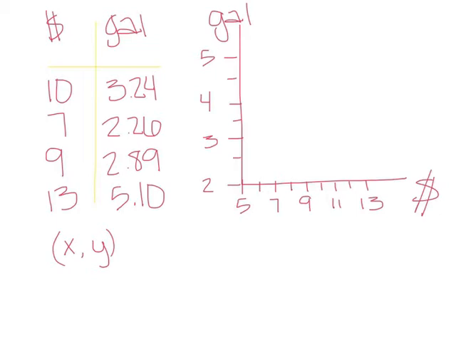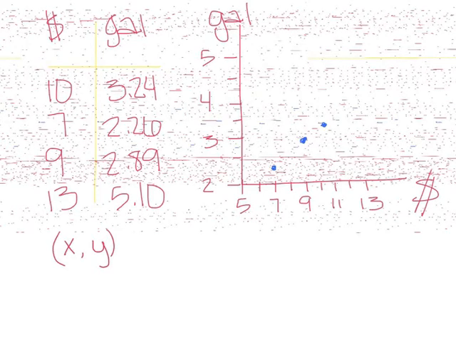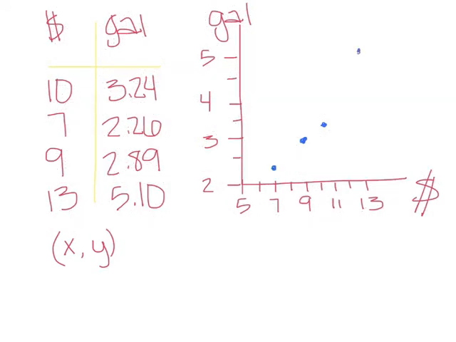So $10 will buy 3.24 gallons. So we go to 10 and up to 3.24. Next we have $7 will buy 2.26 gallons, so 7 and 2.26. Then we have 9 and 2.89. And we have 13, 13 will buy 5.10 gallons.